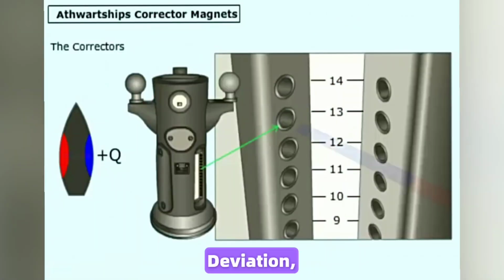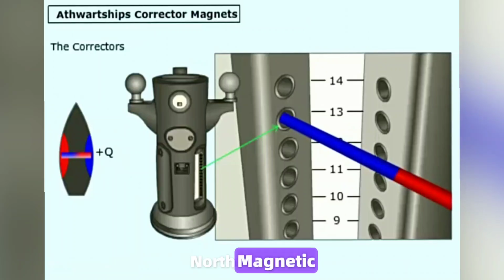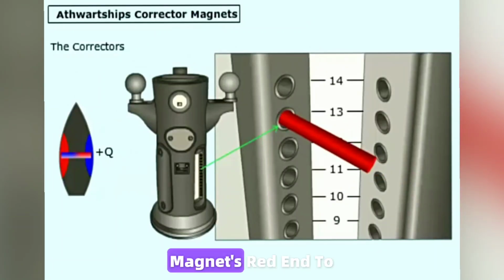To correct for the deviation, head the vessel on north magnetic and insert athwartships magnets, red end to starboard, to correct for a deviation of 2.25 degrees east.